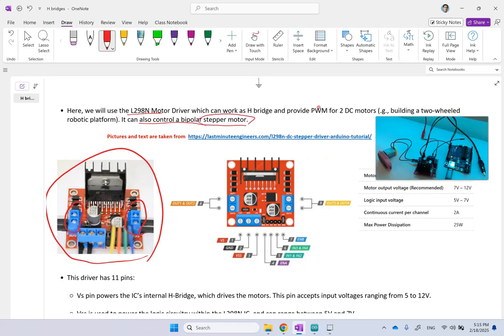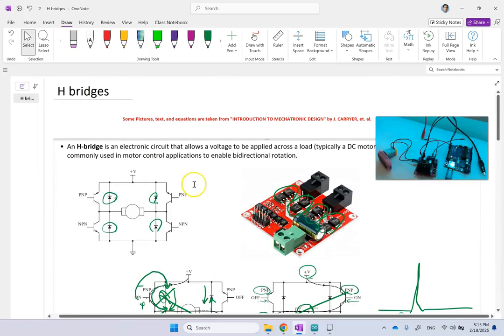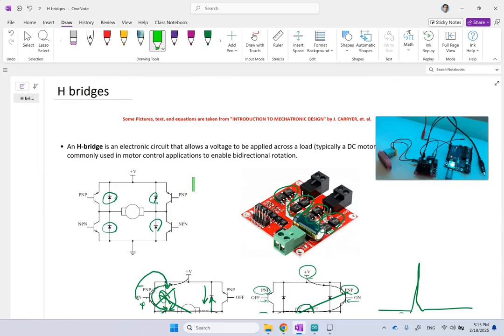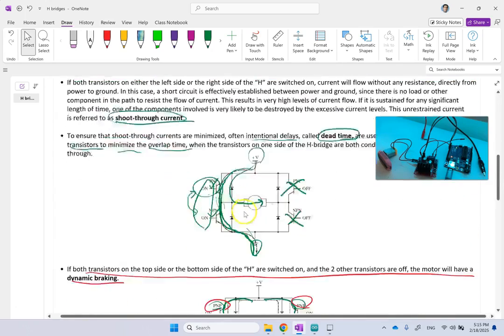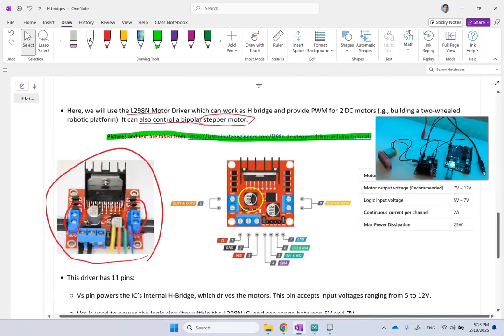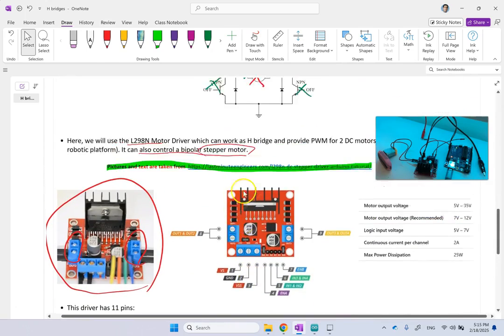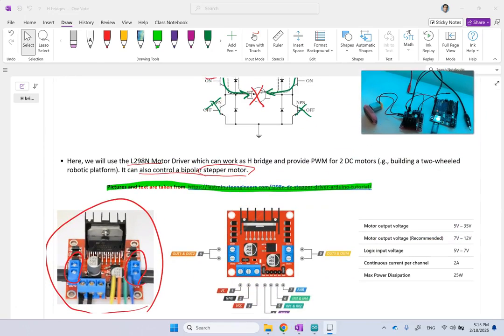By the way, the pictures that you see from this point downward are coming from this website. The pictures that I had for the H bridge are coming from my mechatronics textbook, which is Introduction to Mechatronics, by Carryer et al. So the credit goes to these people. I'm just explaining the material.